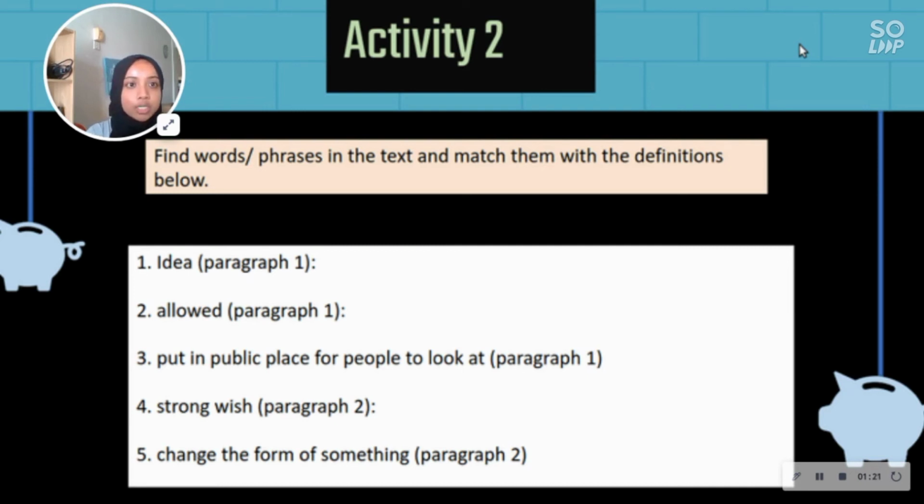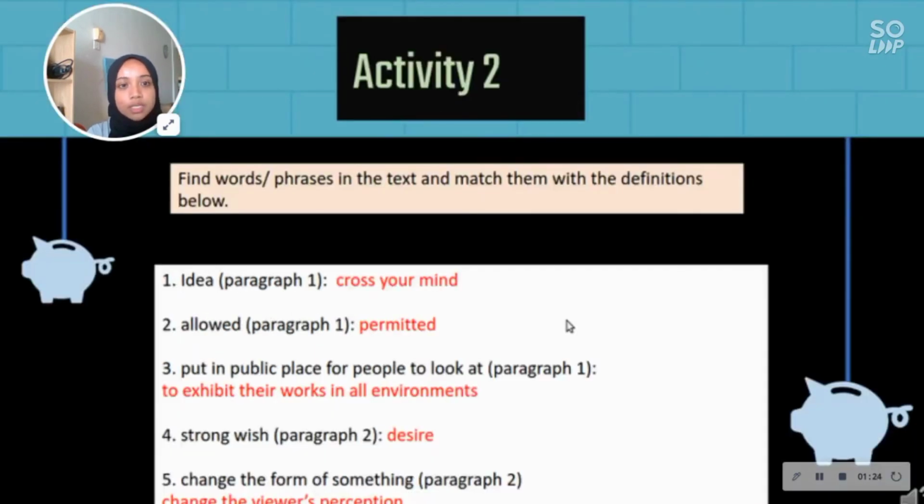Now I will show you the answer. For the first one, the answer for paragraph one is cross your mind. Cross your mind has the same meaning as idea. Allow is permitted, as you can see in paragraph one. The third one, put in a public place for people to look at, is to exhibit their works in all environments. The fourth one, strong wish, is the desire of the artist. And the fifth, change the form of something, is change the viewer's perception.